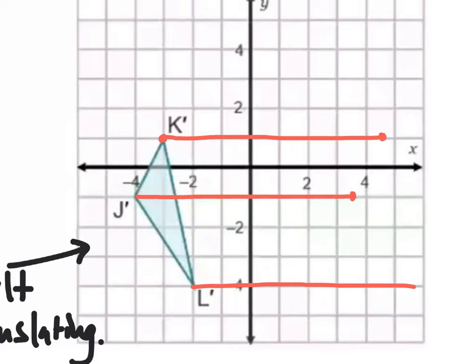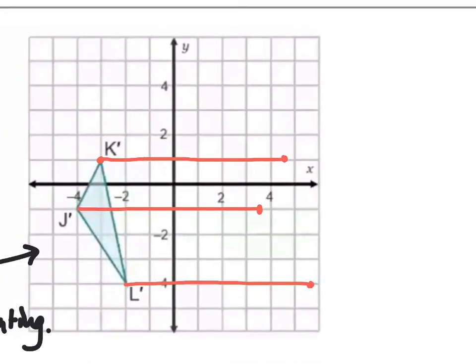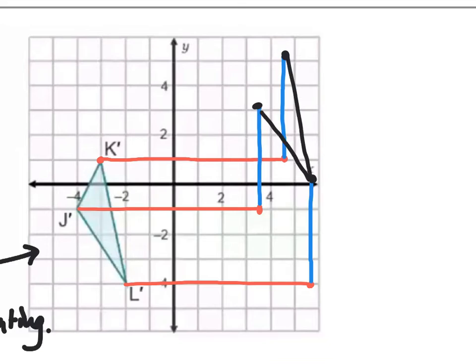Then because I went 4.1 units down, to go backwards I need to go 4.1 units up. So this is 1, 2, 3, 4.1, right there. This is going to be 1, 2, 3, 4.1 units there. 1, 2, 3, 4.1 units there. All right, so I'm going to plot these new points, and these would be my original points for J, K, and L.